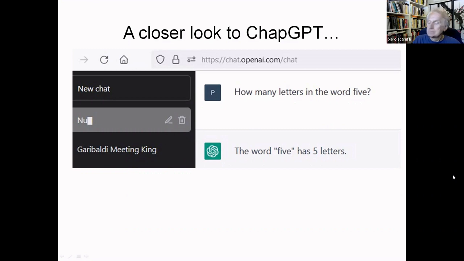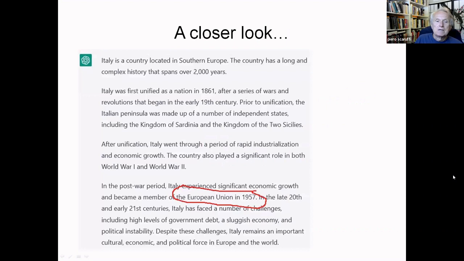There's a typo there. Let me write down that I have to correct the slides. How many letters in the word five? And it said the word five has five letters. So obviously, it's a mistake that many humans could make. But it didn't make that mistake with the numbers one, two, three, four, and so on.